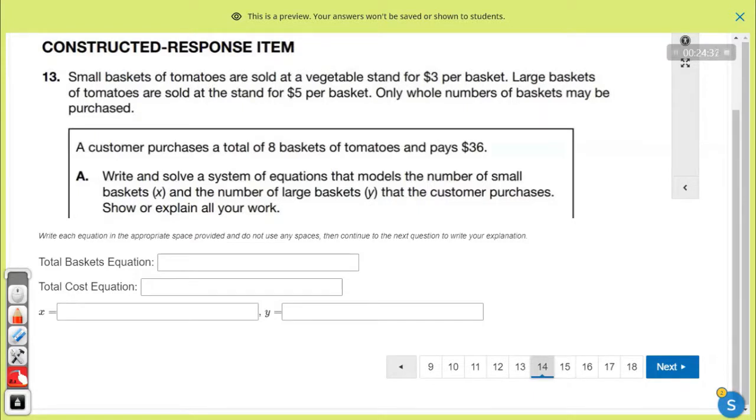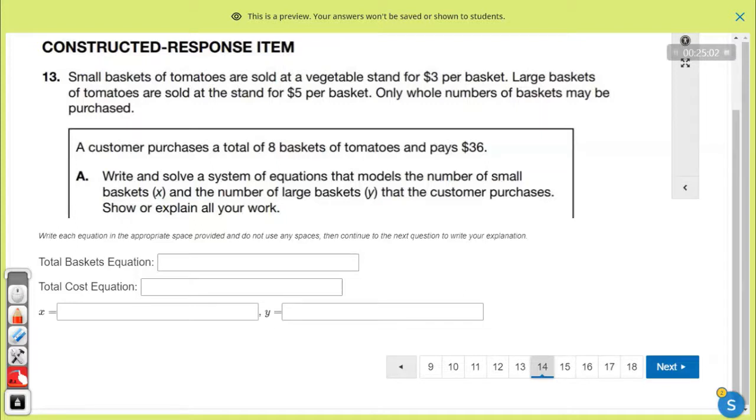Small baskets of tomatoes are sold at a vegetable stand for $3 per basket. Large baskets of tomatoes are sold at the stand for $5 per basket. Only whole numbers of baskets may be purchased. A customer purchases a total of 8 baskets of tomatoes and pays $36. Write and solve a system of equations that models the number of small baskets, X, and the number of large baskets, Y, that a customer purchases. Show or explain your work.